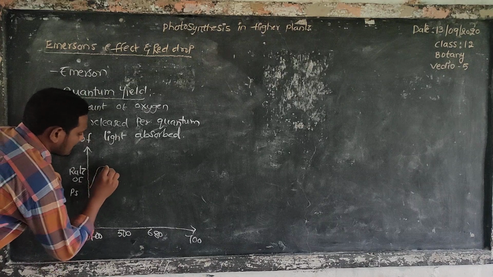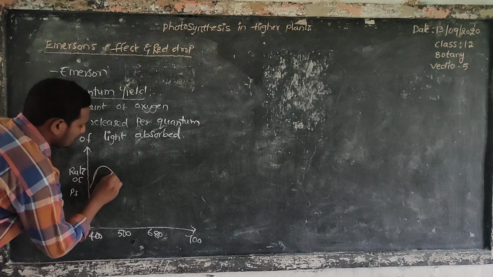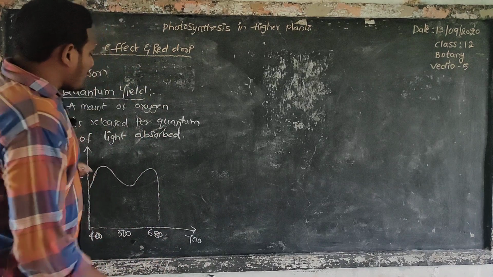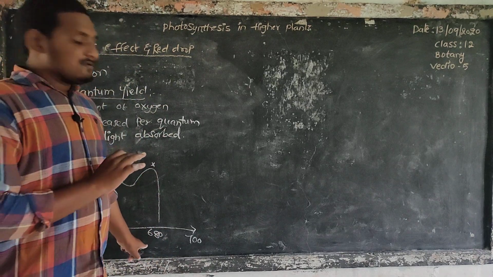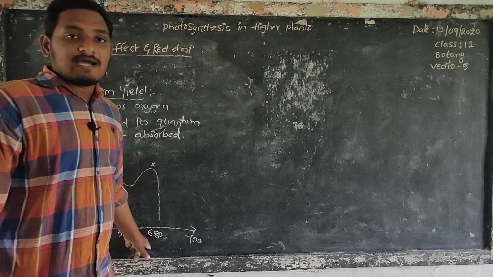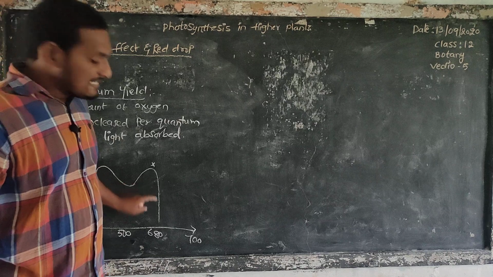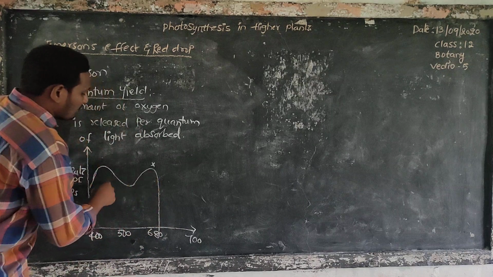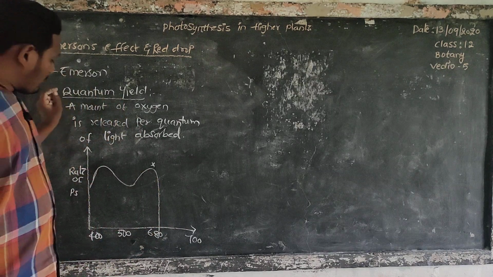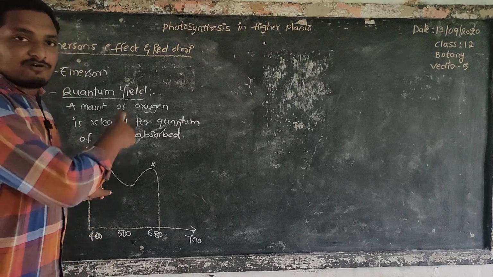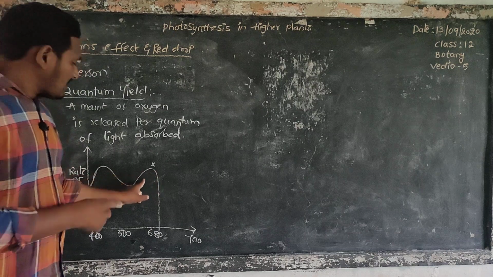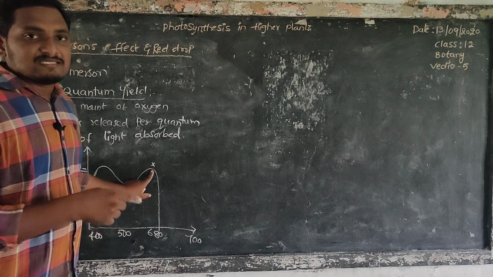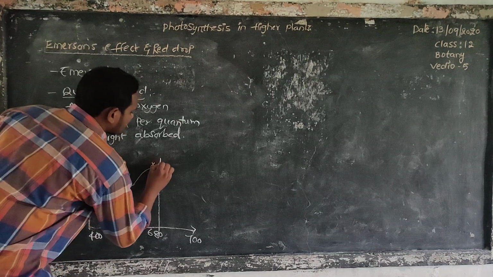The rate of photosynthesis is high at the starting point, and it keeps going until 680 nanometers of light. When it reaches 680 nanometers of light, the photosynthetic rate suddenly declines. From 400 nanometers the rate of photosynthesis is high, but at 680 nanometers it suddenly declines. That is called red drop.